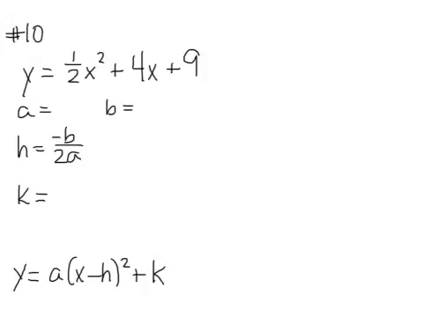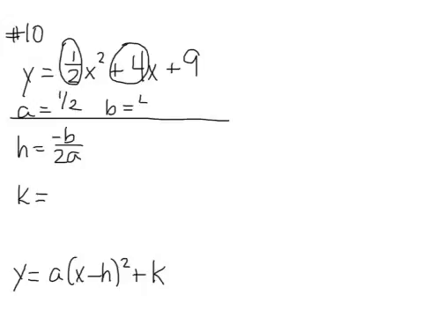First thing we have to do is pick out our a and our b out of the original equation. A is whatever is multiplied by the x squared term. So in this case, a is 1/2. And b is whatever is multiplied by the x term, in this case, positive 4, just 4.